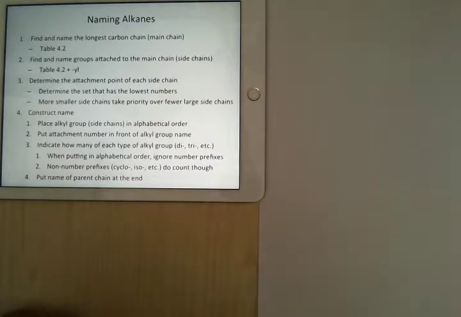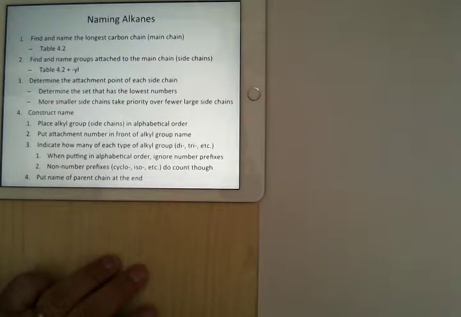For naming the alkanes, I tried to be standardized, to be systematic about how you go about this. You're going to see this four-step approach over and over again, because I wanted to show that you're going to use the same sort of steps, but there are small differences between the naming of the different classes of compounds, and it's really those differences that you need to know.